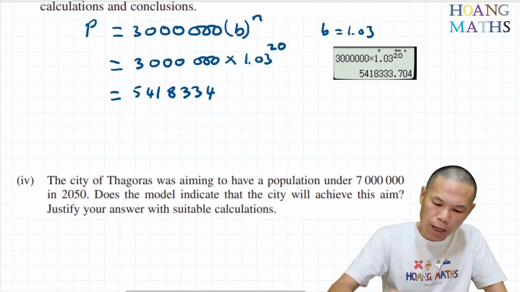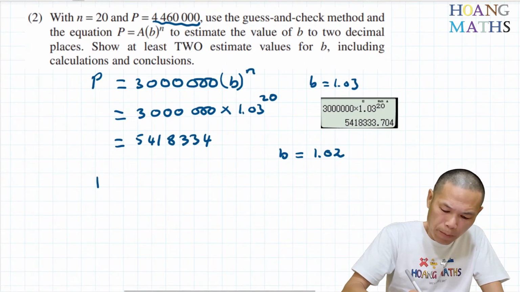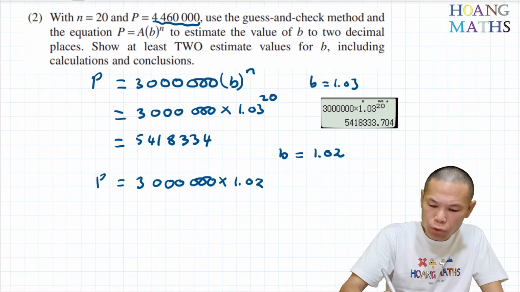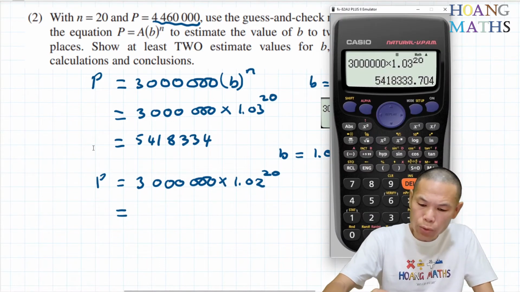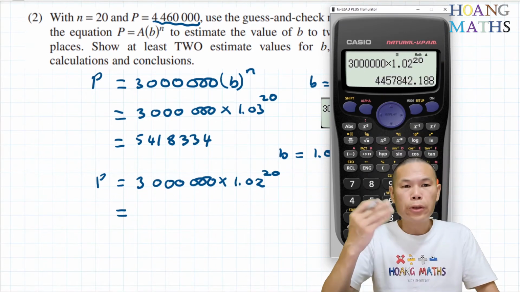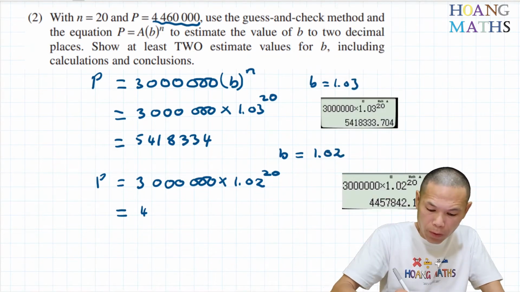So let me just move this up. B is equal to 1.02. So this will give me P is equal to 3 million times 1.02 power 20. So I should change that to 1.02. So there you go. Very close now. So let me just write this down. 4,457,842.